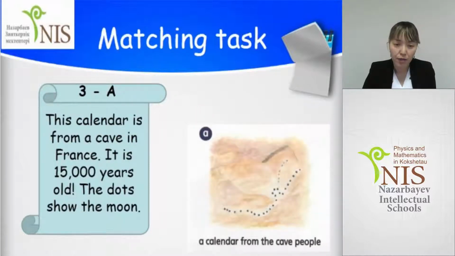The third one is a calendar from the cave people. This calendar is from a cave in France. It is 15,000 years old. The dots show the moon.